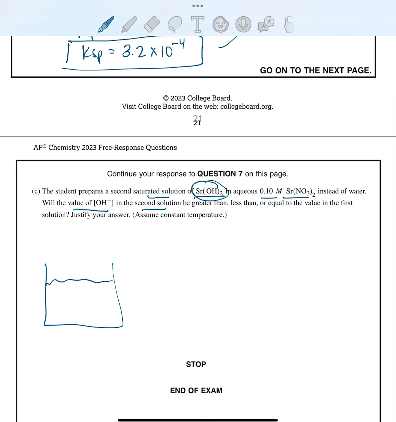So what I'm going to do is I've got a solution here of strontium ions and nitrate ions. And I'm going to try to dissolve strontium hydroxide into this solution. And actually, because this ion already exists, strontium, it's not going to be very soluble because this is called the common ion effect. We have a common ion here, which is strontium. And what this common ion effect is going to do is increase the concentration of strontium ions.